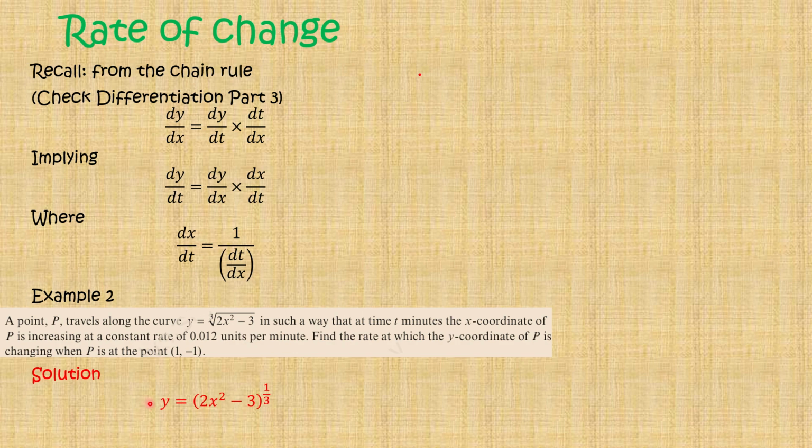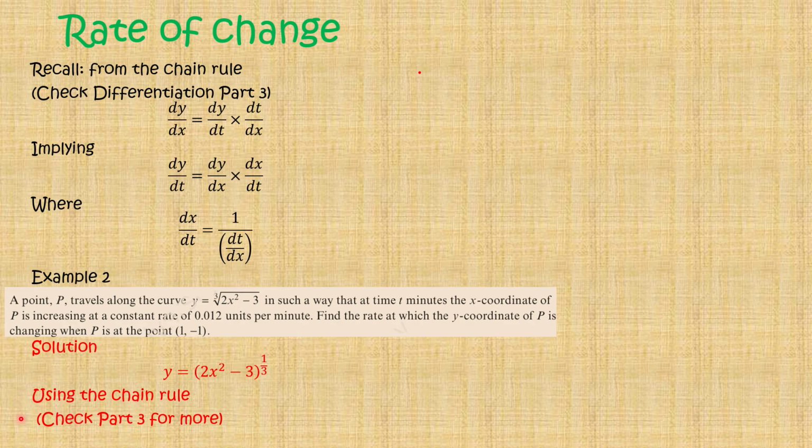We express y in this way: (2x squared minus 3) raised to the power a third. So this is from the laws of indices. Now, after that, we are going to use the chain rule. From the chain rule, which we covered in part 3, so make sure you check it out for more details, we are going to use the substitution method or the chain rule in order to find the dy/dx. Why? Because it's crucial in order for us to find the rate of change in y.